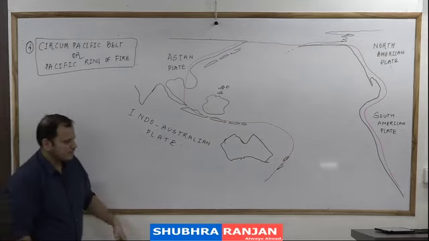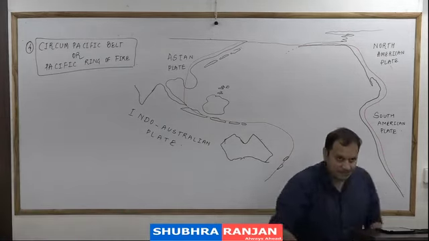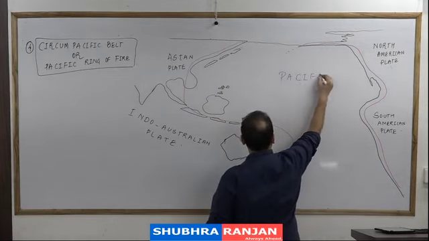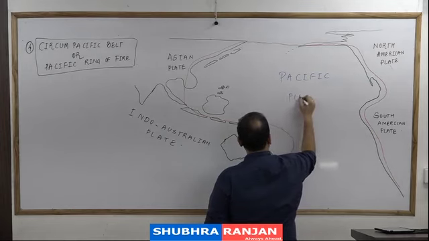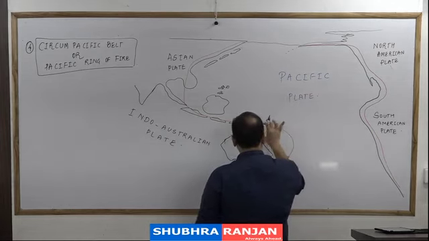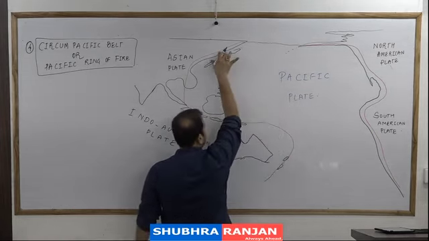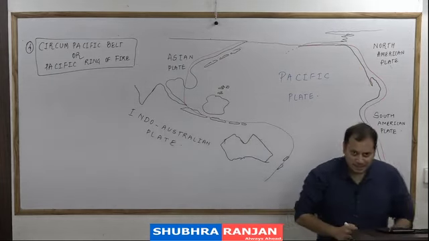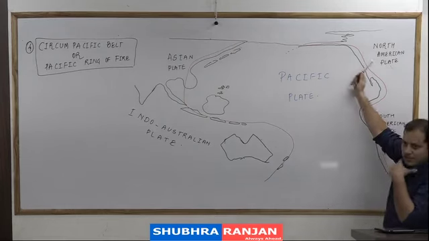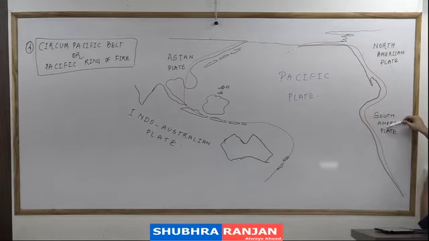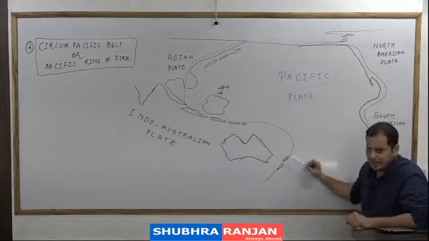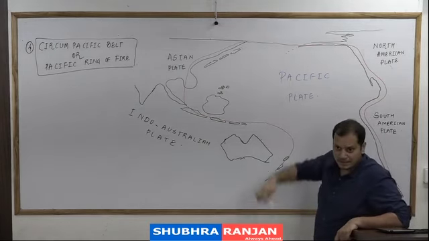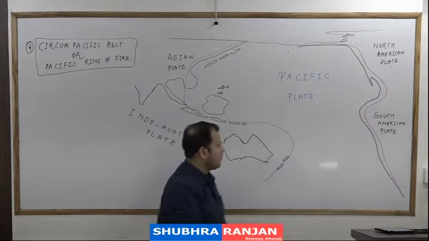Why is it so? Because the central part of the Pacific plate is being compressed. This is the Pacific plate. This is also a convergent plate boundary, this is also convergent, this is also convergent, and this is also convergent. The effect we see as the mountains of Rockies, the mountains of Andes, mountains of New Zealand, mountains of Japan, and there are continuous volcanic eruptions going on in this region.